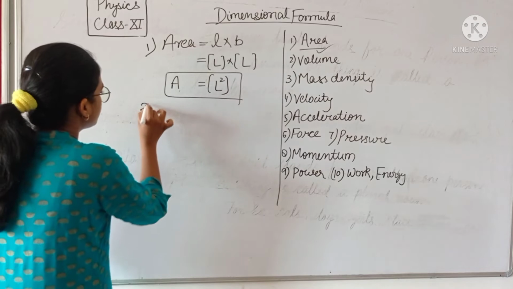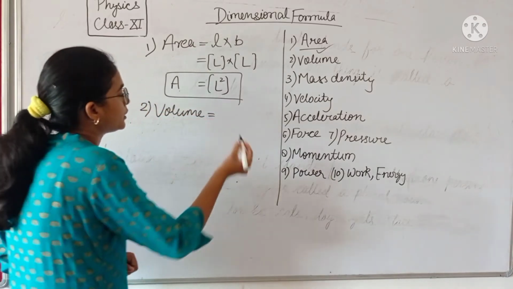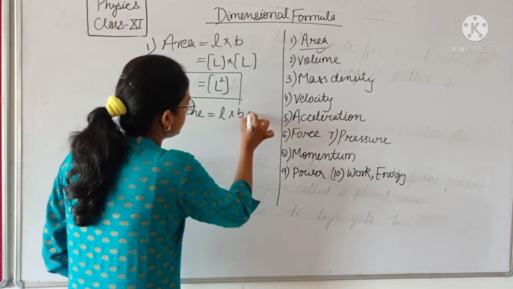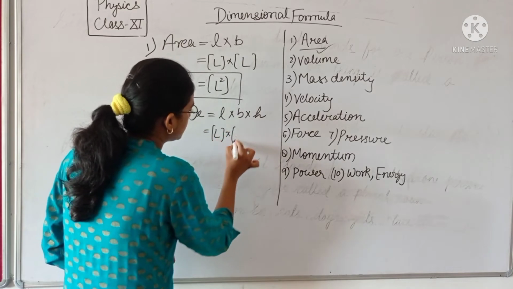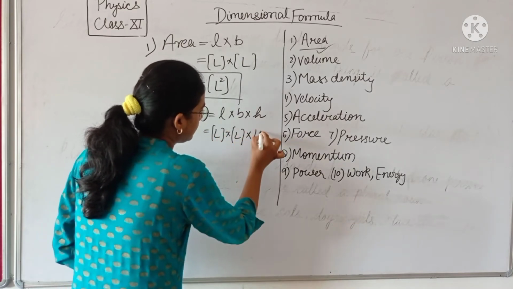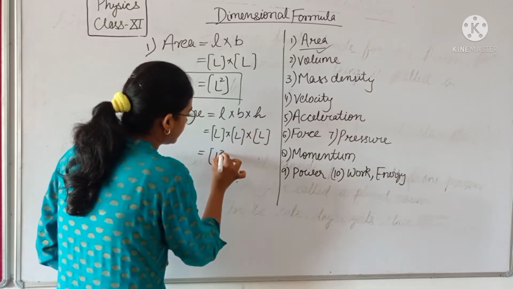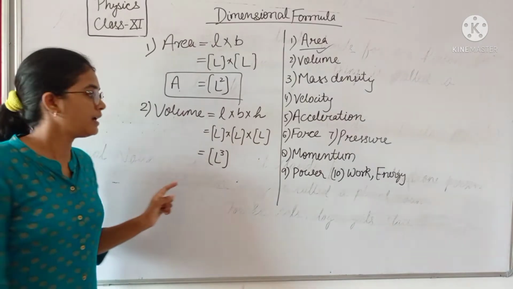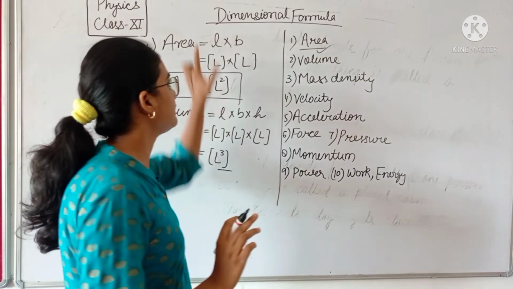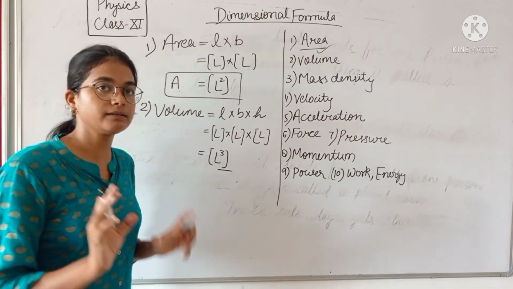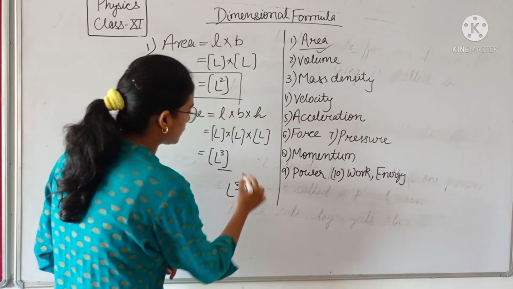Second one is volume. For volume we know the formula is length into breadth into height. So we will write L into L into L. So this is L to the power 3. Don't forget this square bracket. This is very important in dimensional formula. While you are writing the dimensional formula, you can't write like this. This will be wrong. This is correct.